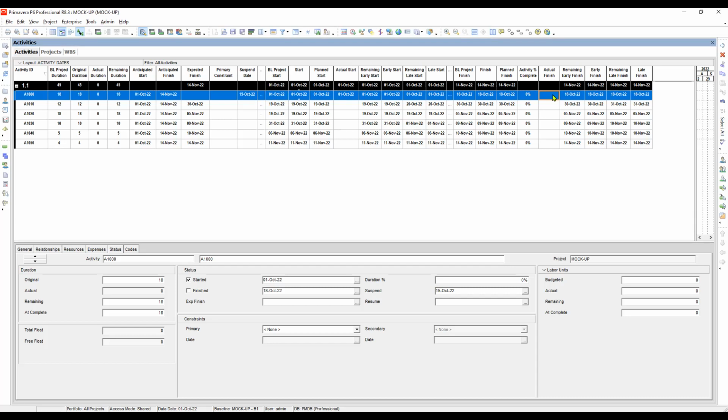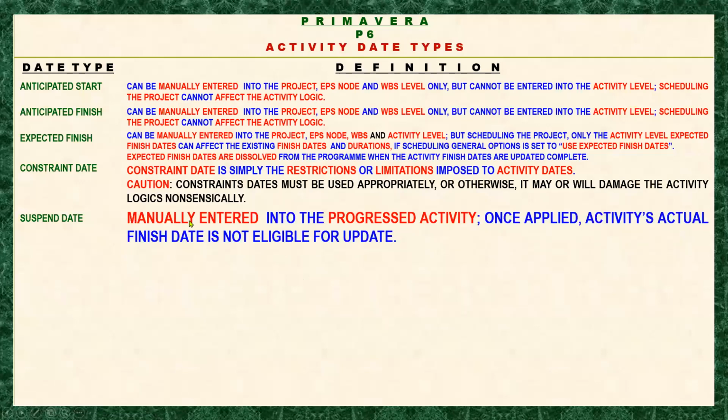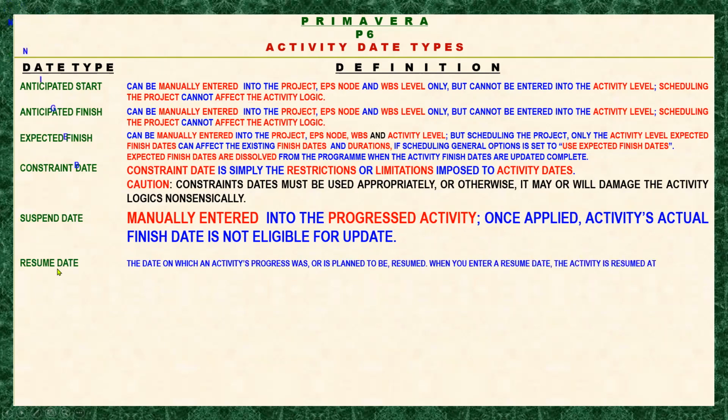Okay. So let's look at our suspended date. Our observation here is that it can be manually entered into the progress activity. So that means it is only for the progress activities or activities that are in progress. Once applied, the activity's actual finish date is not eligible for update. Okay, let's go to the resume date.